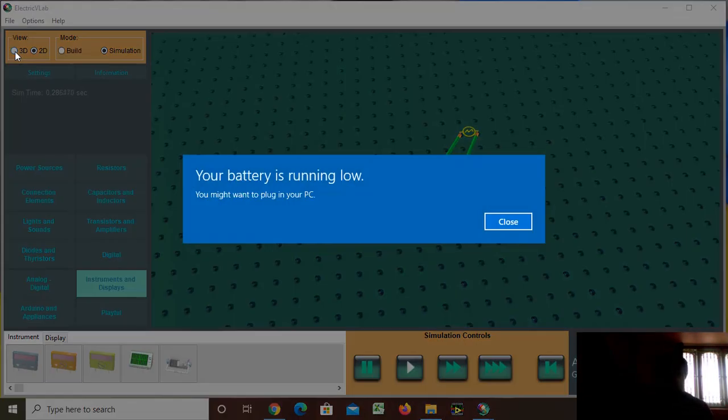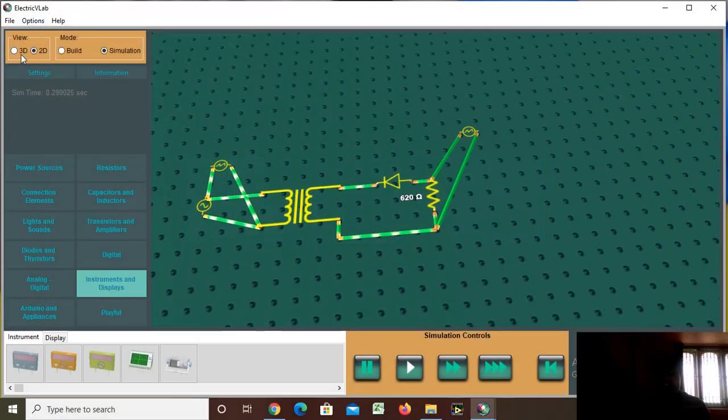So this is one rectifier. This is one type of rectifier.